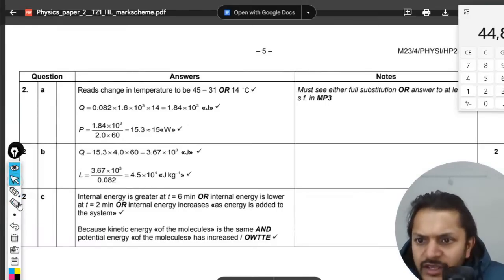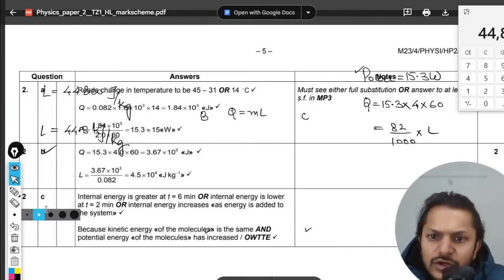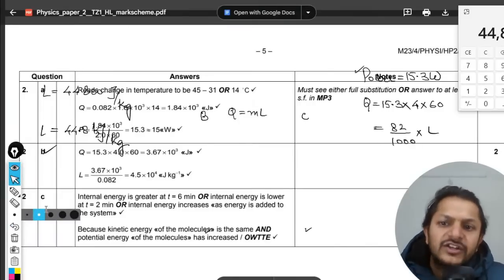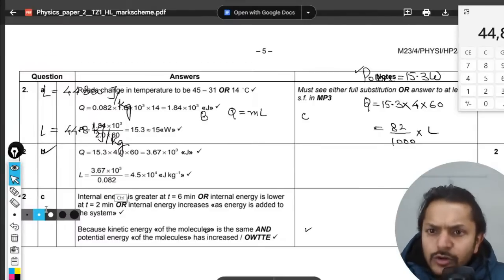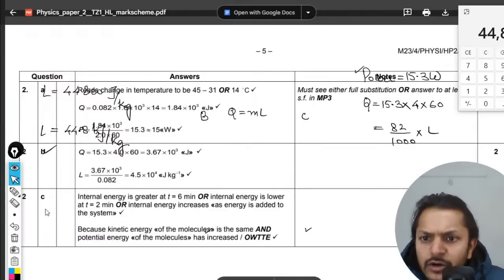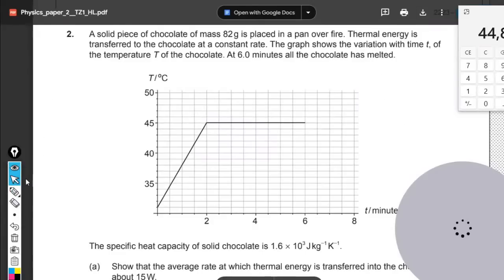Yeah, I got 44.8, so 45 kilojoule. So they are giving 4.5 into 10 raised to power 4, just another way of writing the same thing. So B part is over now. Let us go to the C thing now.